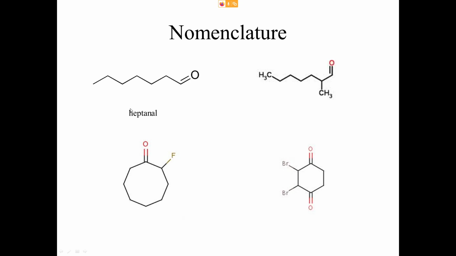Why do I not need to tell you it's on number 1? They have to be first in the chain. If it's an aldehyde, it's by default on number 1. It can't possibly be anywhere else. Okay. How about the one on the top right? Very similar.